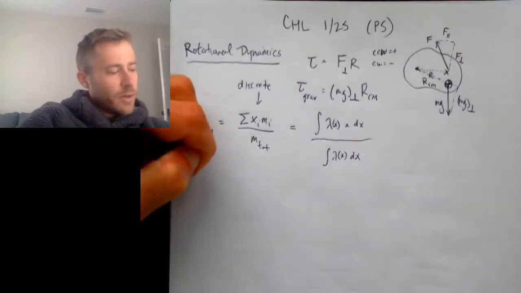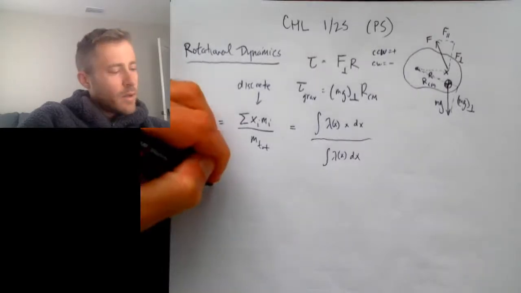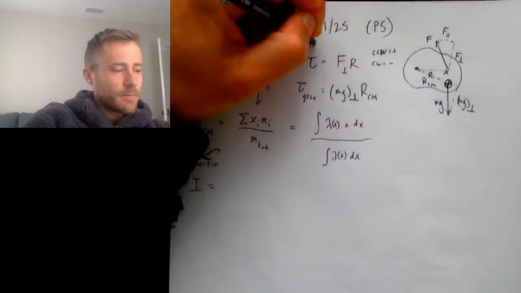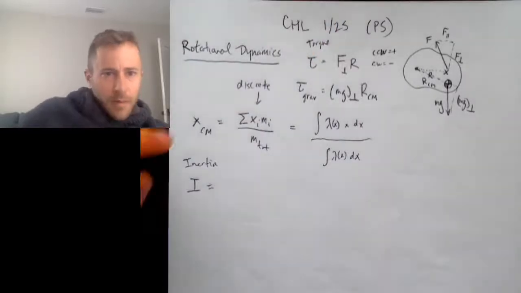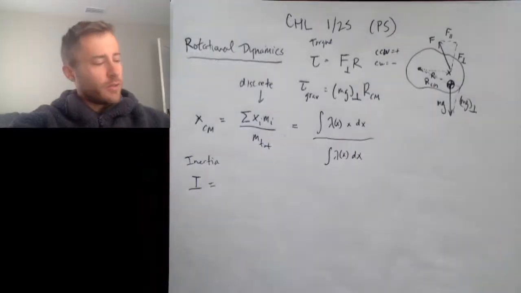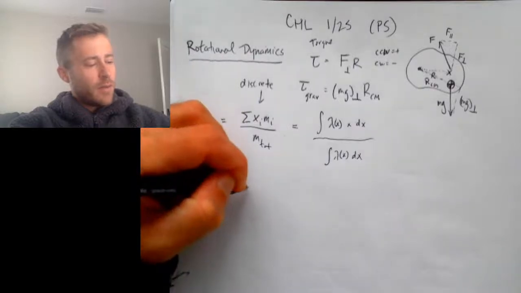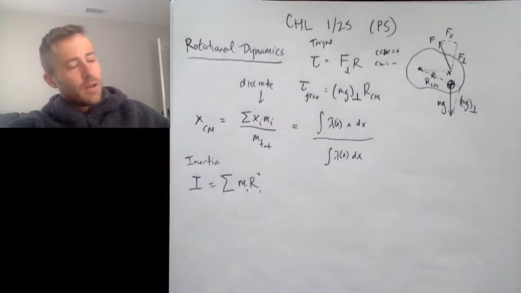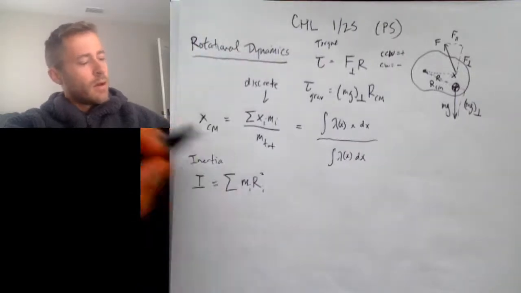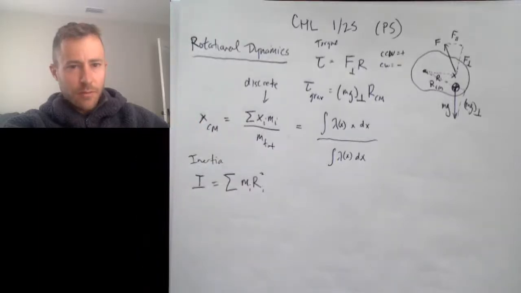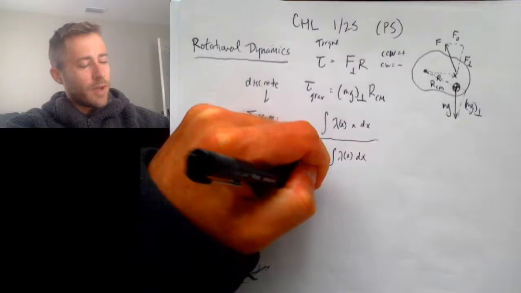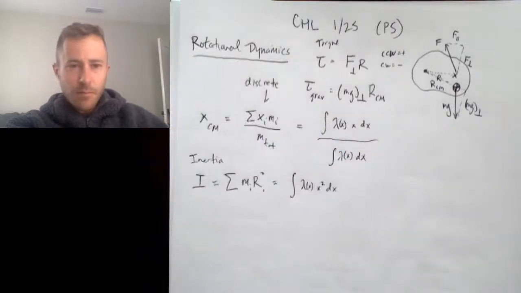We also talked about the inertia. So this is inertia, this is torque. The inertia measures how difficult it is to rotate something, and it's the sum of miri squared, where r is the perpendicular distance from the axis. This is the discrete definition of inertia, but if we have a continuum distribution of mass, it's going to be the integral of lambda of x times x squared dx.